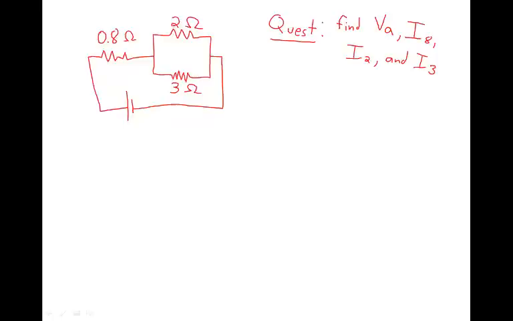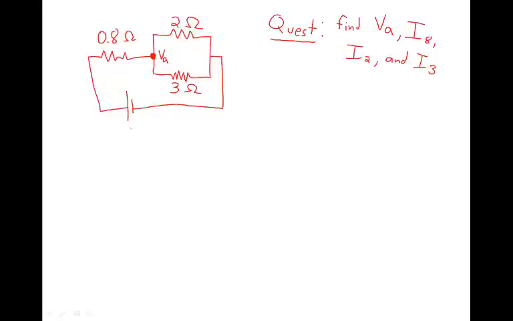As you can see right here, we have a 2 ohm resistor and a 3 ohm resistor in parallel. Those two are in series with a 0.8 ohm resistor. Our quest is to find VA. VA is going to be this point right here, the voltage at this point.